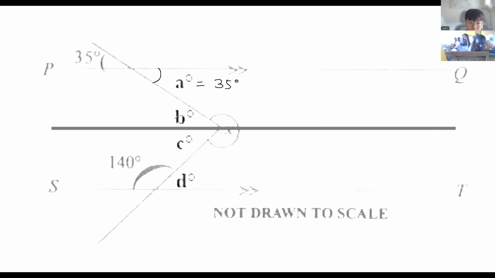But that's also equal to B. This angle is also 35, right? Because this is the property. A and B are called alternate angles. So this angle A and this angle B are equal.